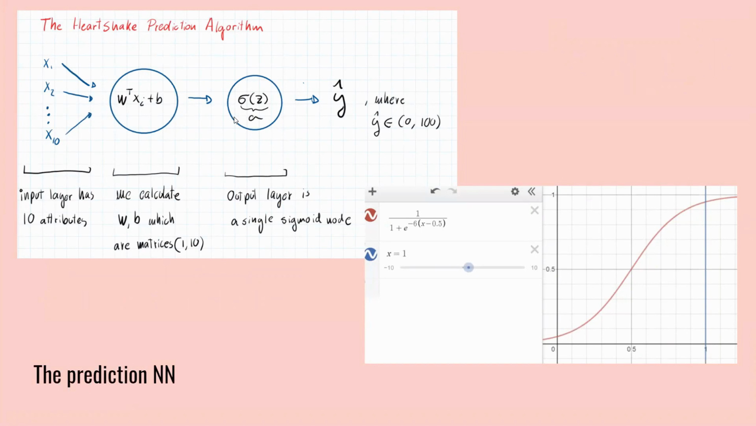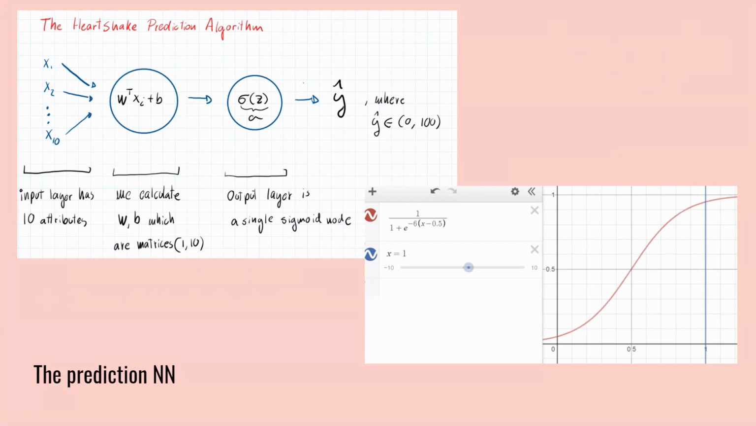Here we can see a diagram similar to what you would see in other explanations of neural networks. The input layer has the 10 attributes, such as age, weight, whether or not you're physically active, or if you're a smoker. And from there, we calculated a set of weights, which was a matrix that had the same dimensions as the input layer, and then also a set of intercepts.